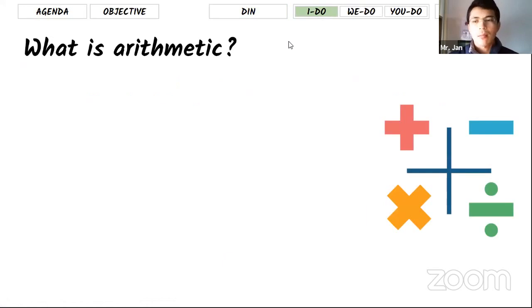Let's talk about arithmetic now. Arithmetic is basically the 4 operations. We know already that we have numbers. When we have numbers, we need to play with those numbers, and in order to play, we have 4 operations. One of them is addition, the second one is subtraction, another one is multiplication, and the last one is division. So playing with numbers with these 4 operations is called arithmetic. This is the definition of arithmetic, okay?